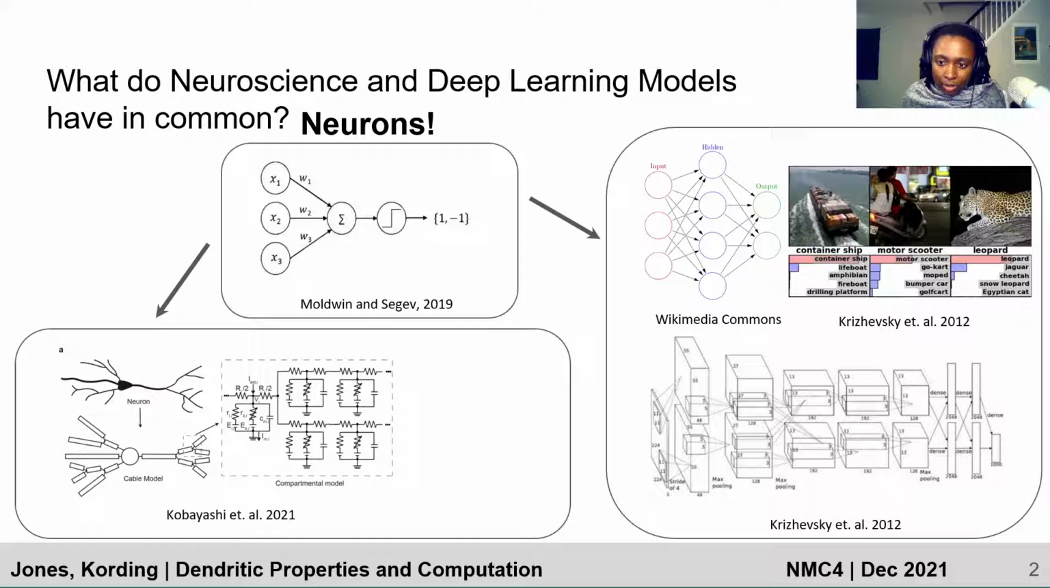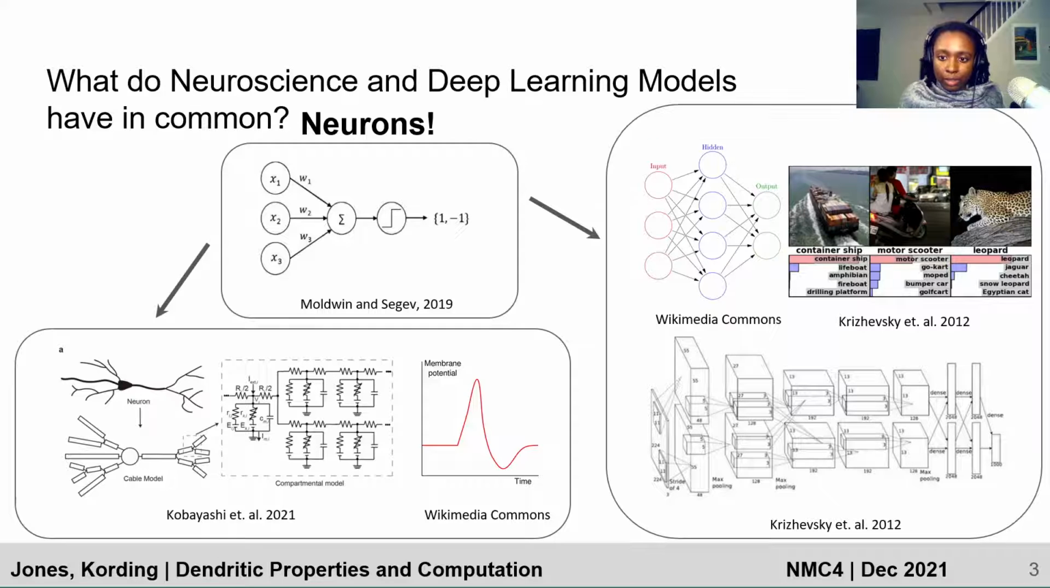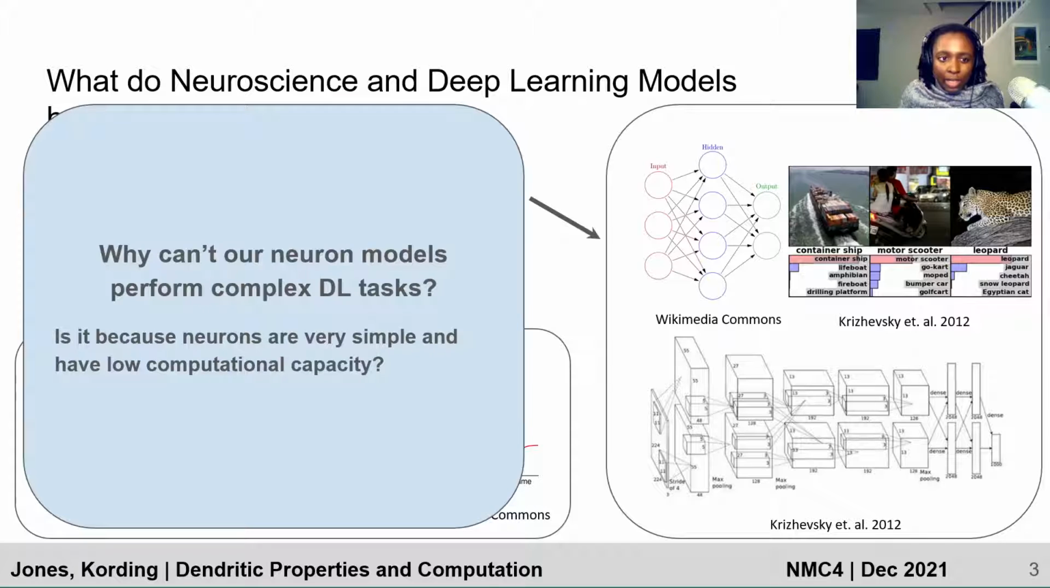The aim in deep learning is to perform complex tasks at or above human levels, whereas in neuron modeling and neuroscience, the aim is to fit empirical recordings to produce descriptions of neurons that predict neuronal phenomena. These similarities and differences are sources of tension as we try to build a bridge between these two fields. Within this tension, we might ask certain questions such as, why can't our neural models perform complex deep learning tasks?